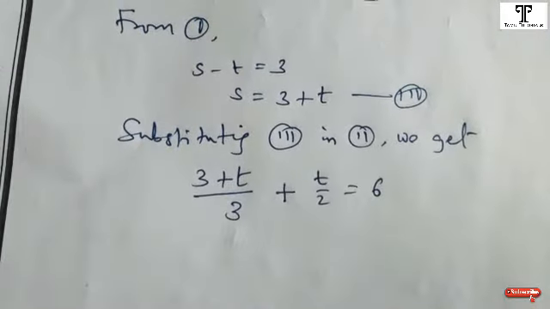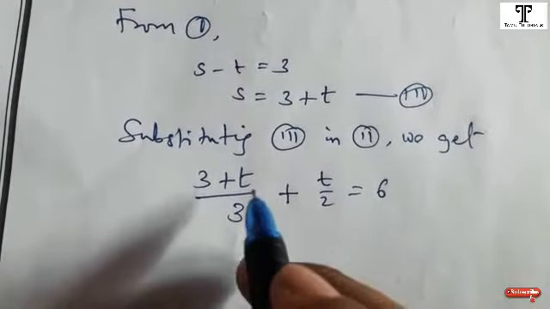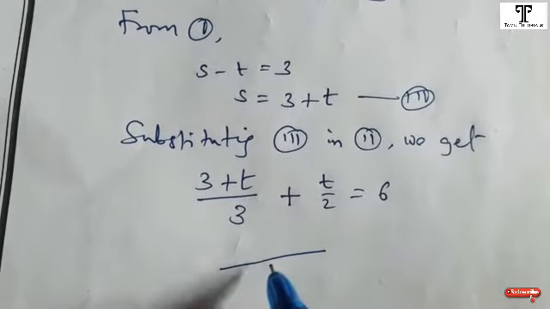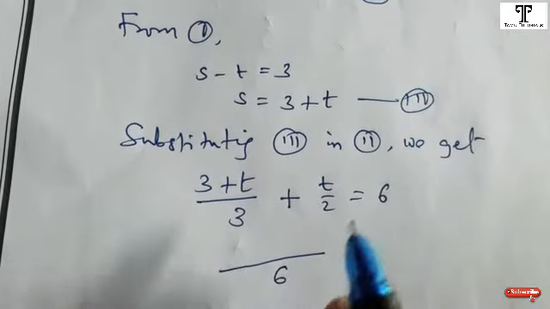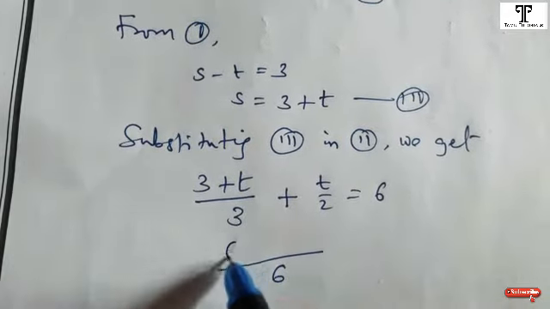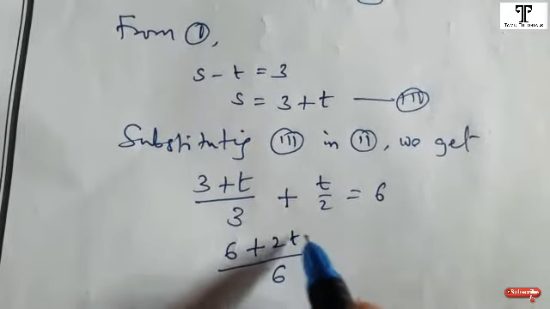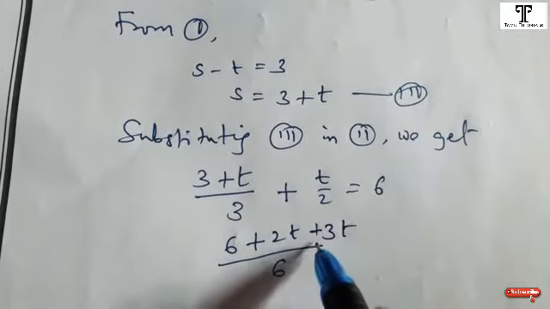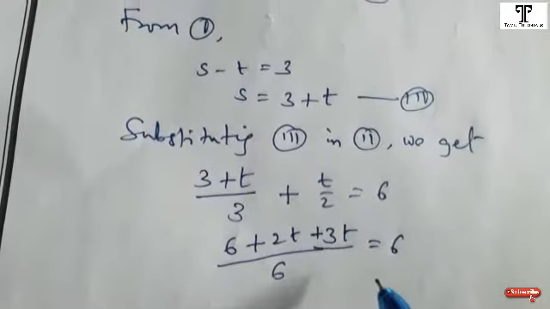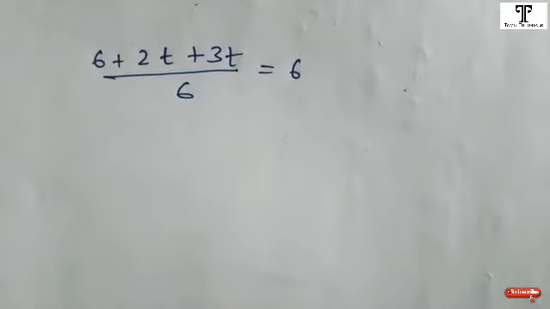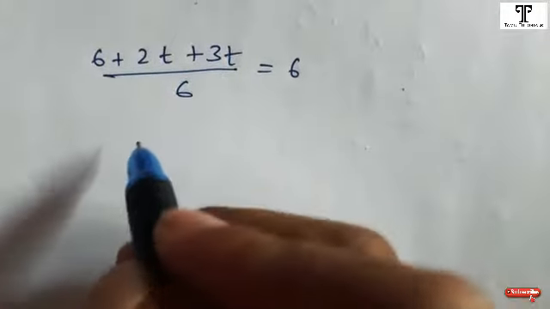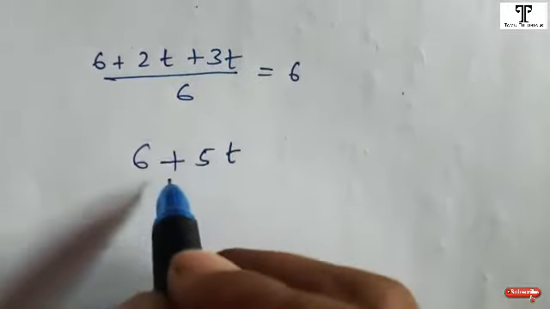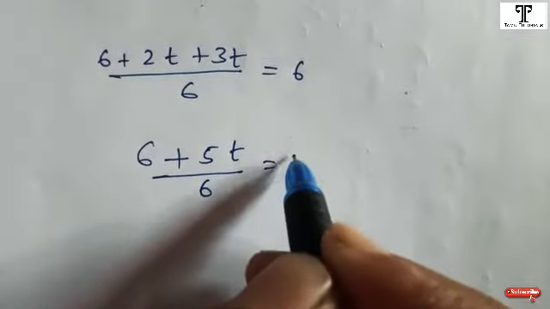Now this is wholly in terms of t only, so we can solve. The LCM of these two is 6. 2 3s are 6, so 2 into 3 is 6 plus 2 into t is 2t. 3 2s are 6, that 3 into t is 3t, equals 6. So now 6 plus 2t plus 3t is 5t, by 6 equals 6.